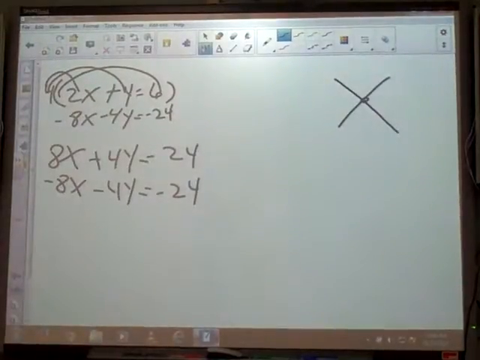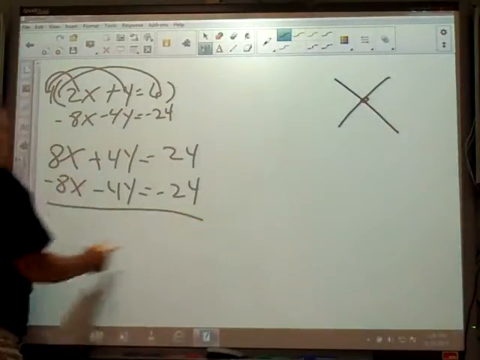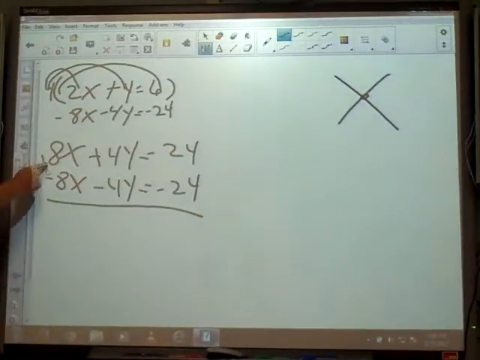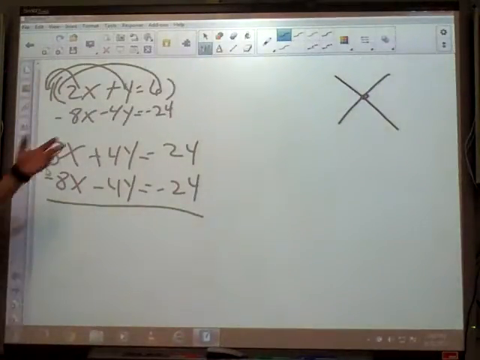Aaron was talking about my y's, and my y's have different signs, which means this is an addition problem. So I'm adding 8x and negative 8x, that's 0, he gone. Negative 4y and 4y, that's 0, he gone.